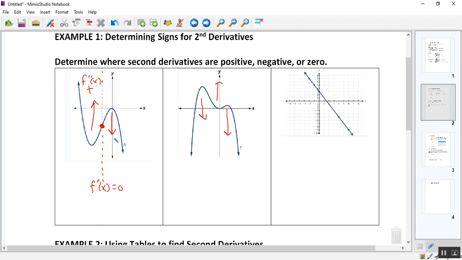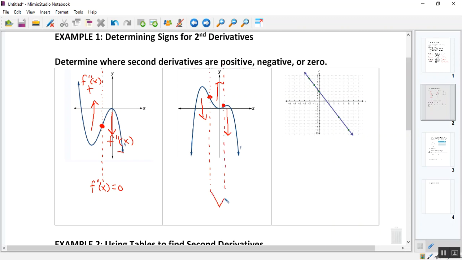F double prime of x down here would be negative. How many points of inflection did you have on the second one? Two. Do you guys agree about here, where it changes from down to up, and then maybe right about in here, where it goes from up back to down? So right here on these dotted lines, that's where f double prime of x is equal to what, kids? Zero.